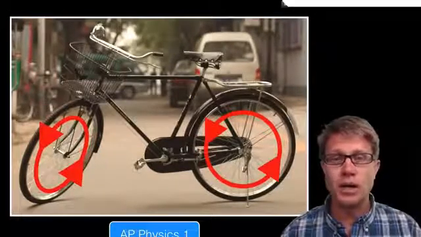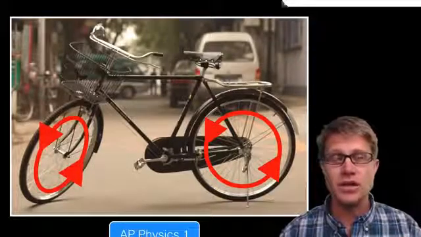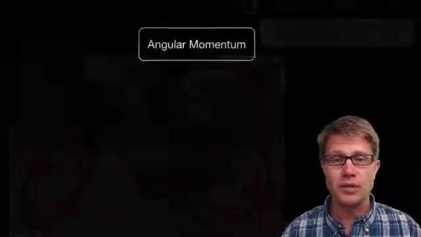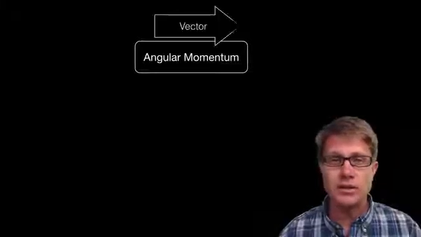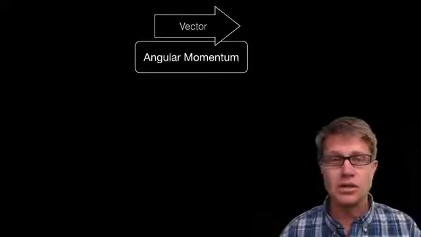And so if you were to try to get on this bicycle and balance without the kickstand out, you're probably going to fall over. But as you start to bike, as these wheels pick up angular momentum, they're going to resist changes, and it makes it easier for you to remain upright. And so angular momentum is a vector, and so there's a clear direction in which it acts.